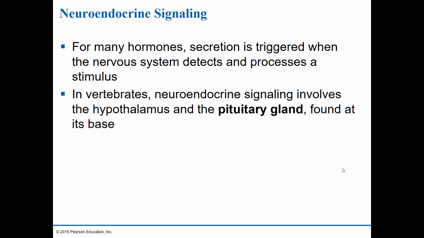So for many hormones, secretion is triggered when the nervous system detects and processes a stimulus. In vertebrates, neuroendocrine signals involve the hypothalamus and the pituitary gland found at the base.